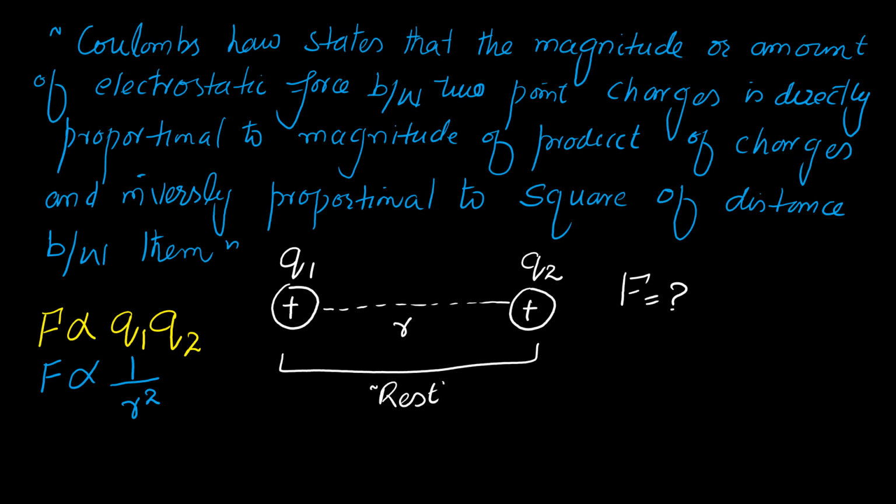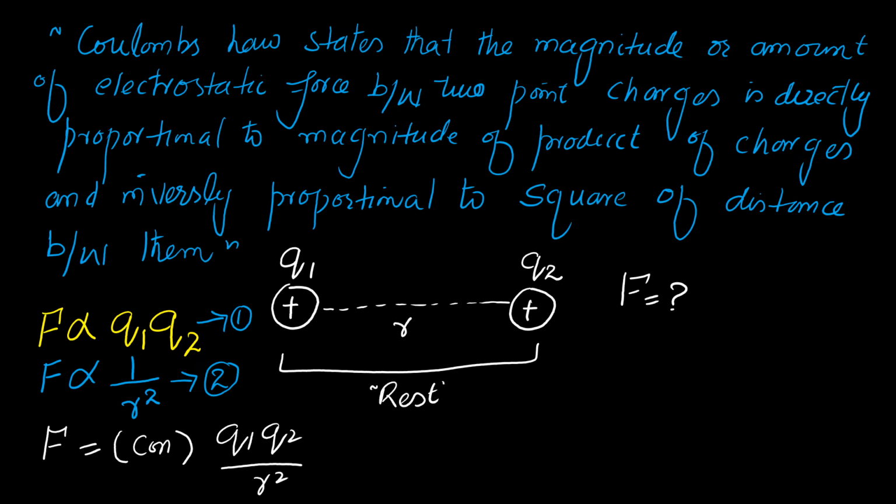Now, suppose this one is equation number 1 and this one is equation number 2. If we combine equation 1 and equation 2, we get that the force between these point charges is equal to, if we remove the proportionality, then we have to write a constant here, equal to q1 into q2 divided by r square. Suppose that this is equation number 3.